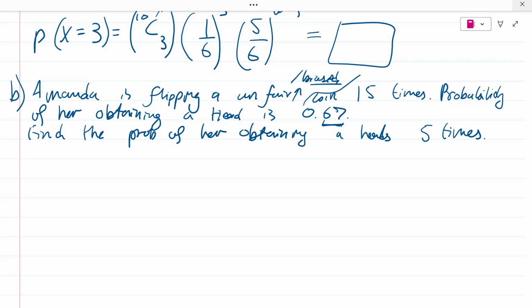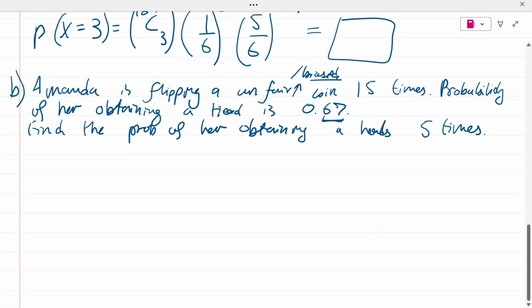So, biased coin, 15 times. There are only two outcomes. She can either obtain a head or a tails. The probability for head and tails should be the same had it been a fair coin, but it's not a fair coin. It's a biased coin or an unfair coin. So, the probability for head is 0.67. Then what would be the probability for tails?